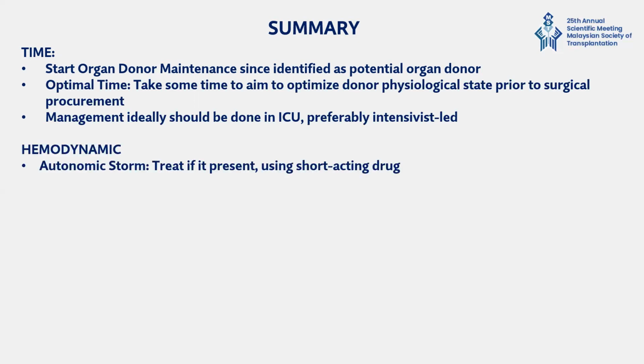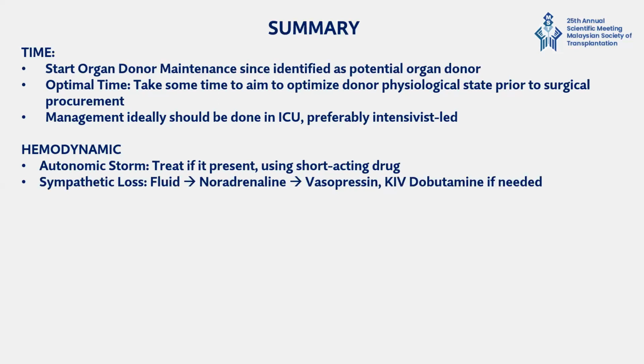Hemodynamic autonomic storm will occur first. Not all patients will have autonomic storm, but if it is present, it is usually around minutes to hours. The longest autonomic storm that has been seen before is about 4 to 6 hours. And if present, treat it using a short-acting drug, preferably esmolol. And subsequently, there will be sympathetic loss and this will cause hypotension and vasodilatation, cardiac dysfunction, and so on.